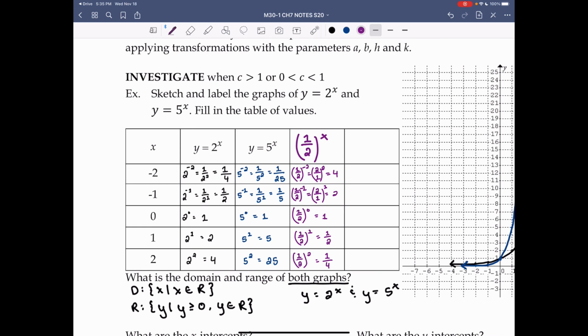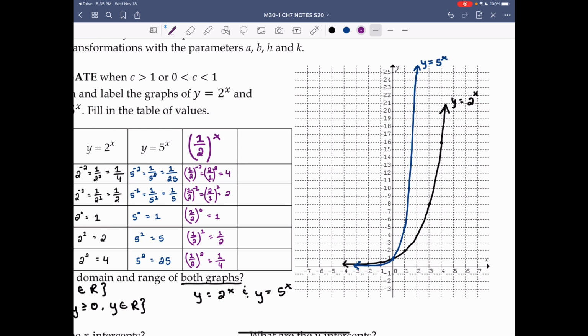We can graph these points. When x is -2, y equals +4. When x is -1, y equals 2. When x is 0, y is 1. When x is 1, y is 1/2. When x is 2, y is 1/4, so about there.